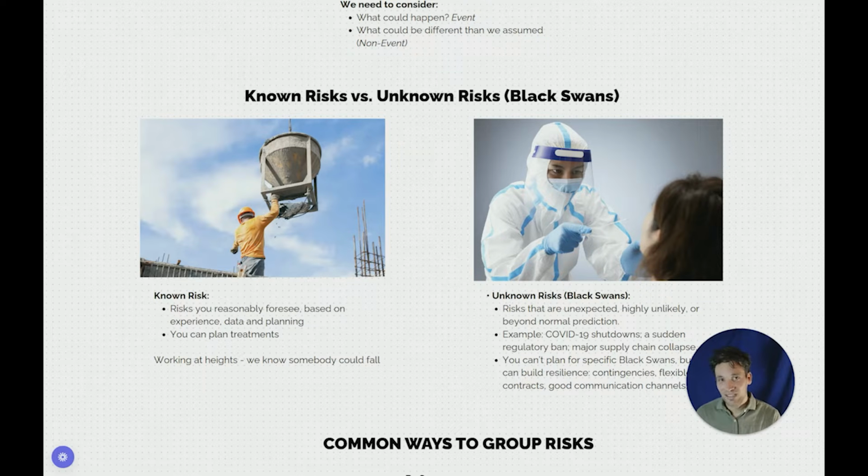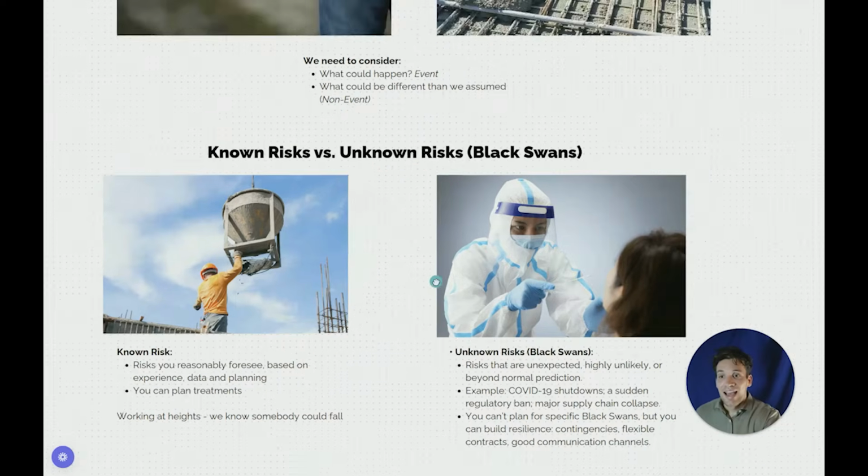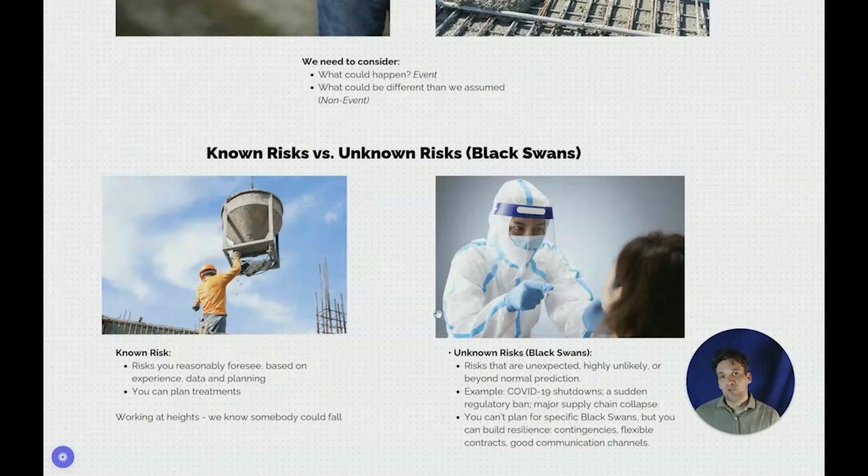If someone's working at heights, we know that there's a potential that they could fall. So that is a risk we need to address. A black swan event, also referred to as an unknown or unknowable risk, is a risk that is unexpected, highly unlikely, and beyond normal prediction. For example, the classic that everyone talks about now is the COVID-19 shutdowns, where there was a sudden, huge pandemic. It was unprecedented. There was nothing like it before.